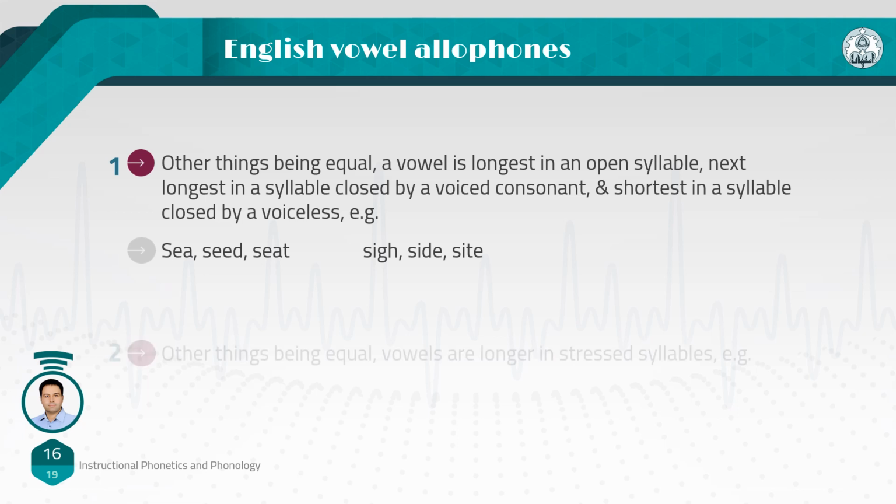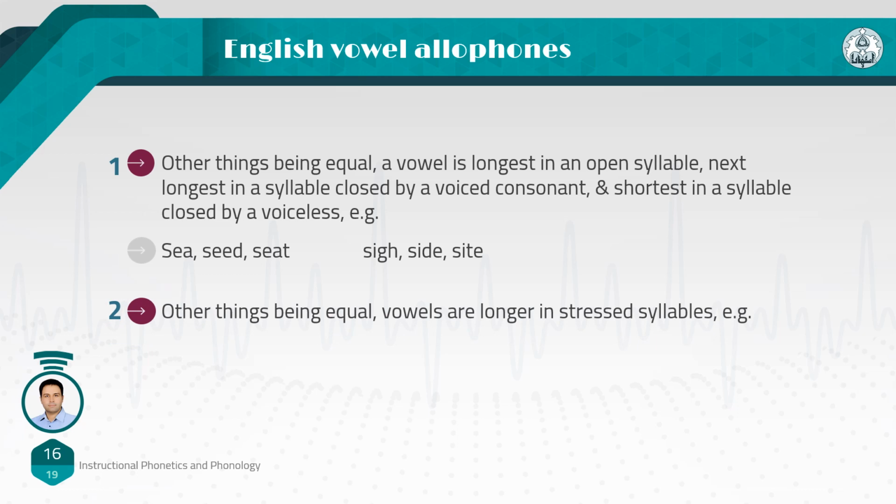Number 2, other things being equal, vowels are longer in stressed syllables. For example, the o in below is longer than the o in below. Why? Because in the first one, it is located in a stressed syllable. Below, below, compared with below, below. So vowels are longer in stressed syllables.